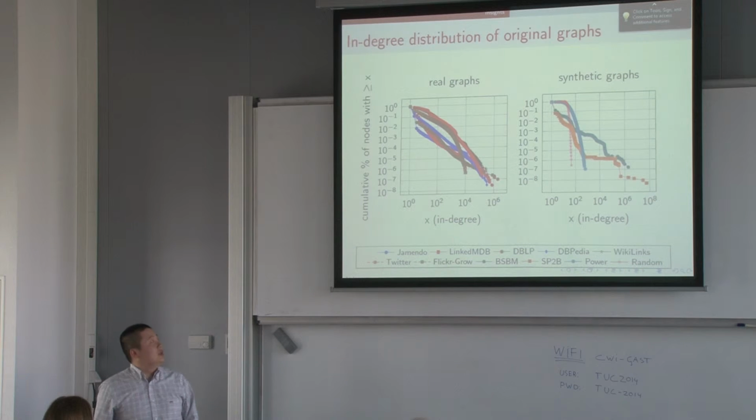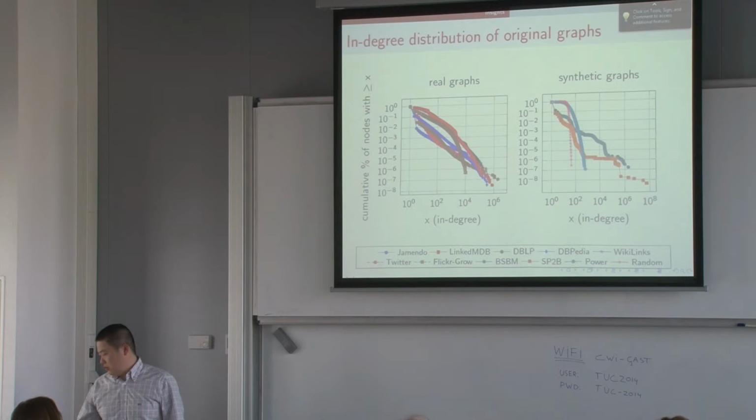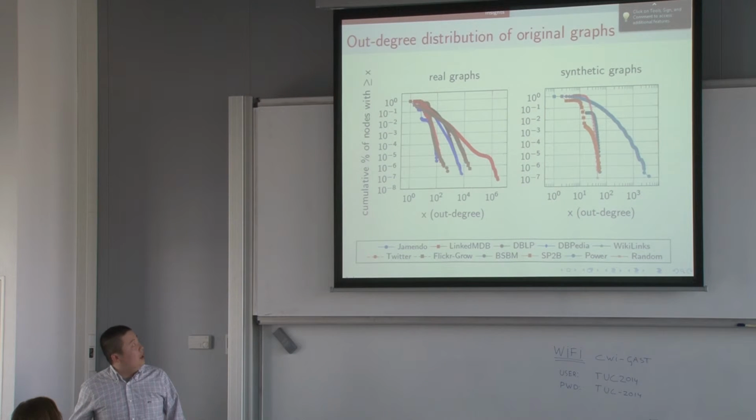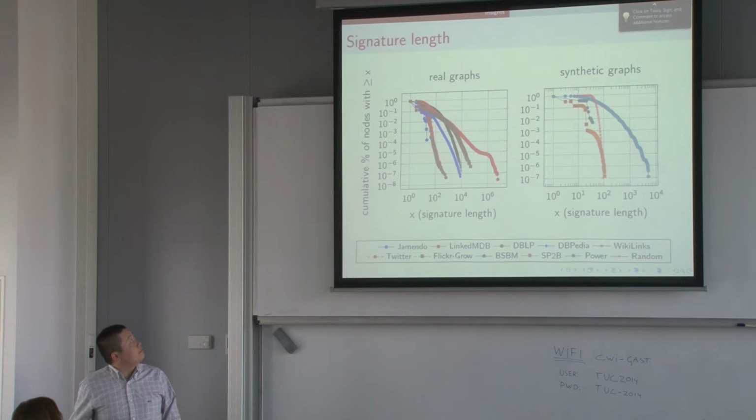So here I show a bit more plots. These are the in degree distribution of the original graphs for the previous example. Again, you see clearly a power law distribution for real graphs and not so much for synthetic graphs. Out degree distribution as well. The signature length.